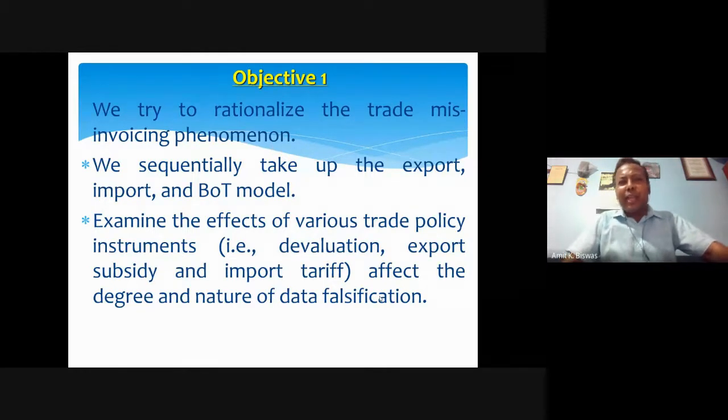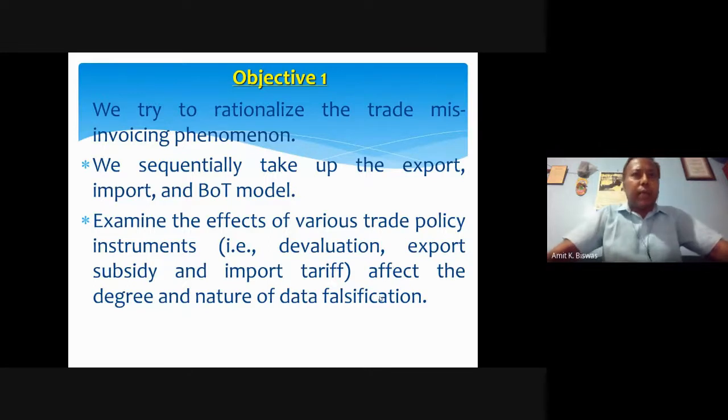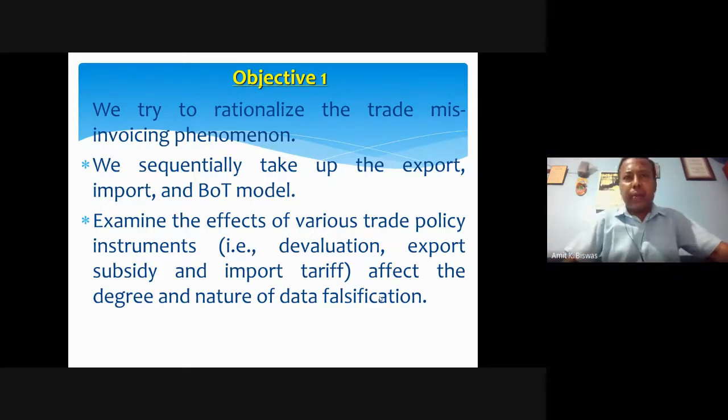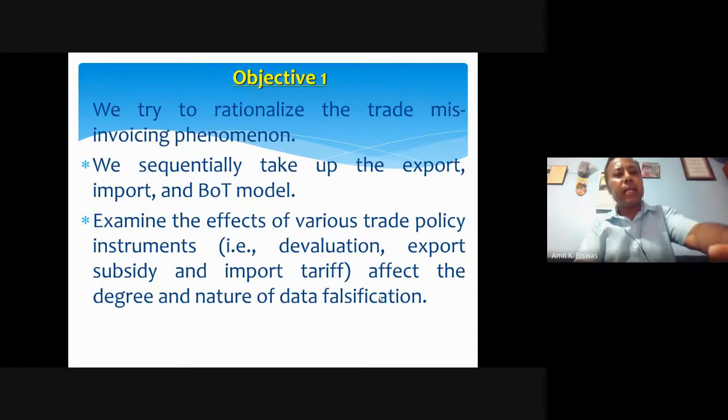We are not doing it for being a deshopremik or deshodrohi or something like that. We have our own welfare function. We do what conforms us to do to be in this sequence of things. And we take up this export, import, and balance of trade framework and examine this stuff. So here ends our empirical things.